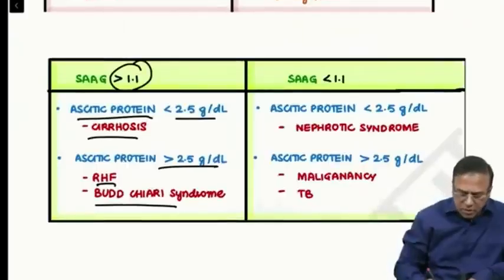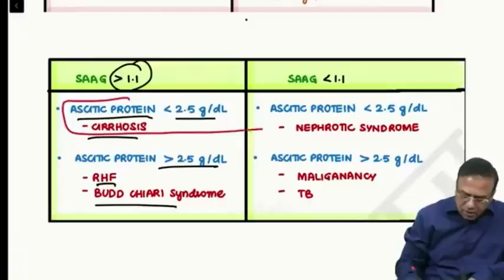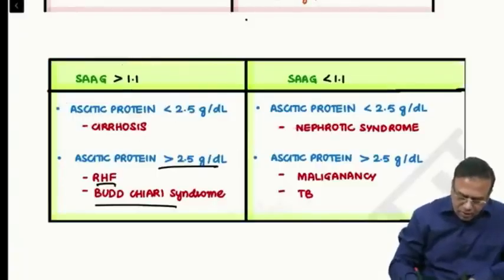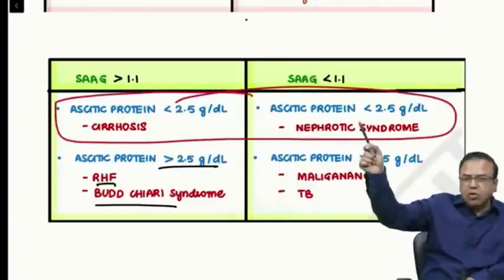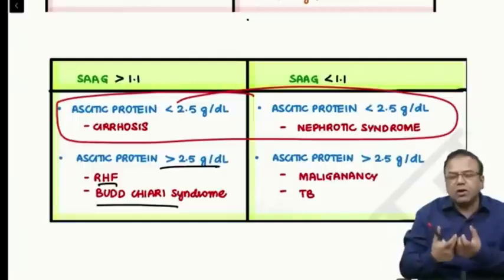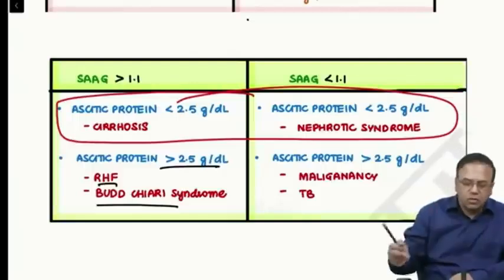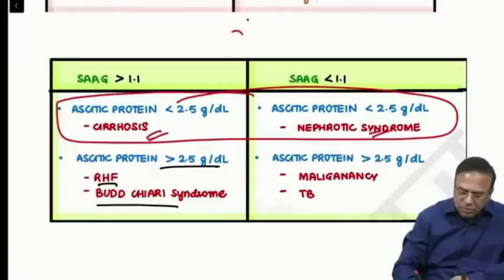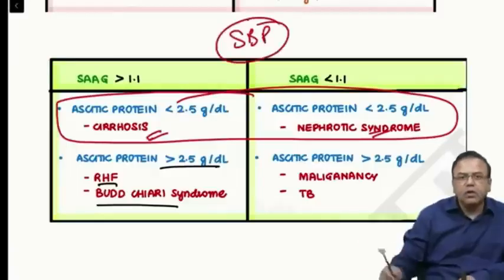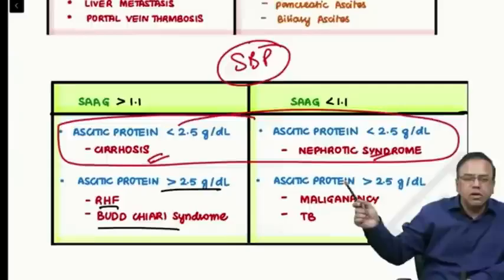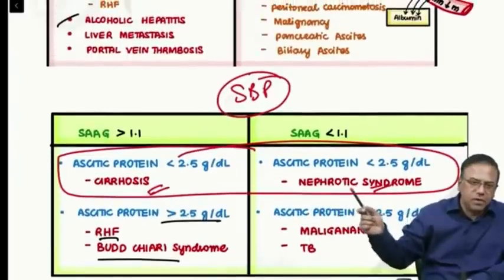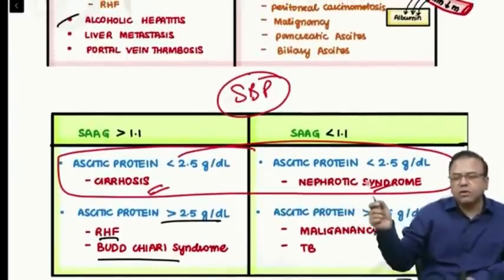The concept here is that to get spontaneous bacterial peritonitis, SBP, the ascitic protein should be very low. This explains why only when the albumin is very low in the ascitic fluid, opsonization will not occur and infection defense will become weak. So only cirrhosis and nephrotic syndrome develop spontaneous bacterial peritonitis. You don't see SBP in heart failure or Budd-Chiari or TB or malignancy. SBP is a feature of cirrhosis and nephrotic syndrome. In cirrhosis, it's E. coli. In nephrotic syndrome, it is pneumococci.